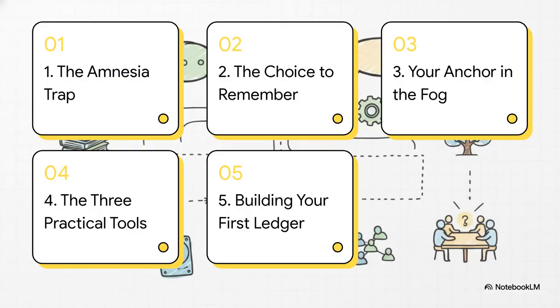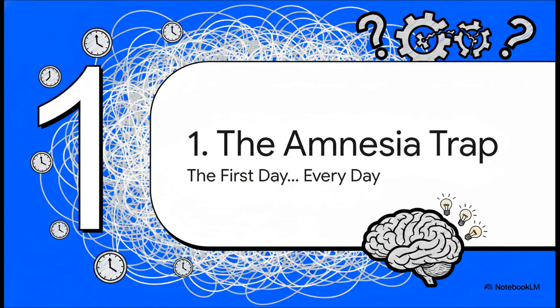So here's our roadmap for solving this. First, we're going to define what I call the amnesia trap. Then we'll talk about making the choice to remember and how to create your anchor in the fog. After that, we get super practical with 3 specific tools, and then we'll wrap up by actually building your very first ledger together.